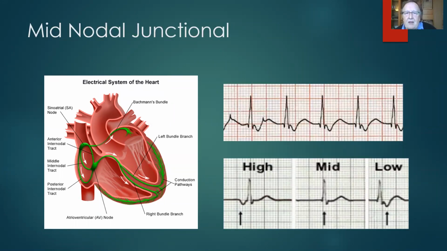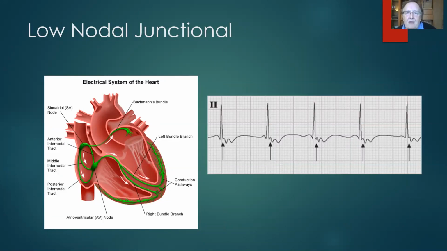Here underneath, we can see the fact that the high nodal junctional rhythm has an inverted P wave. Mid nodal, you don't generally see it. And then if it is a low nodal, you would have the P wave upside down after the QRS complex. Next slide, please.